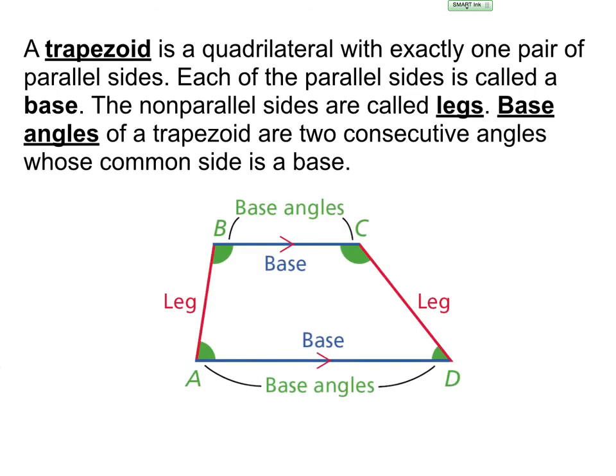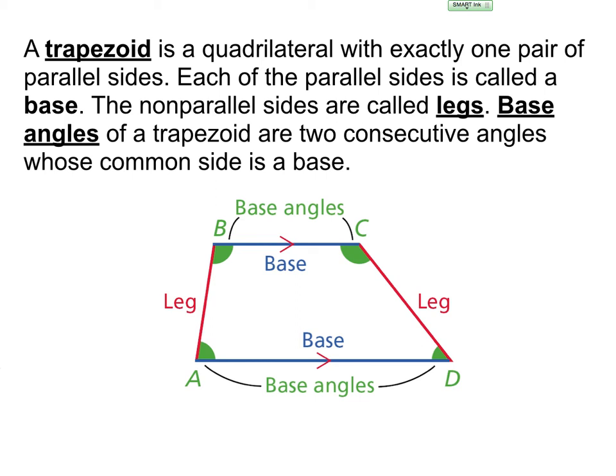Okay. Trapezoid. A trapezoid, just the definition, is a quadrilateral with exactly one pair of parallel sides. Parallelogram has two pair. Kite has no pair of parallels. Trapezoid has one pair of parallels. It's not always the bottom and the top, just depends which way it's turned.